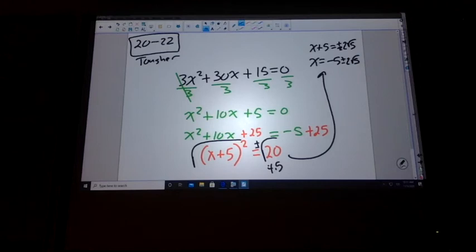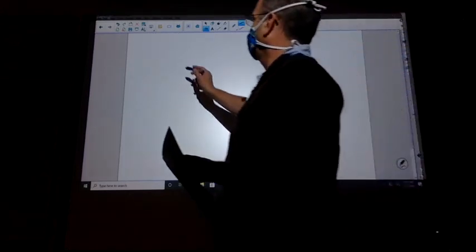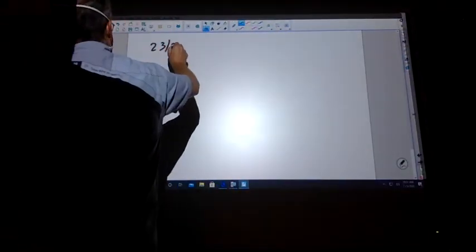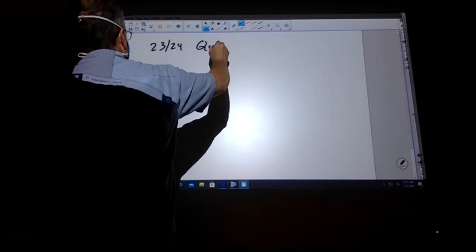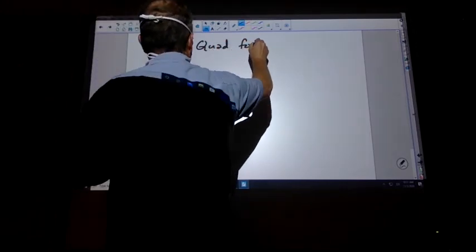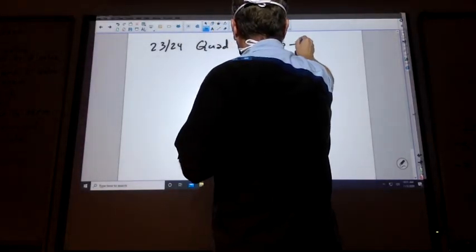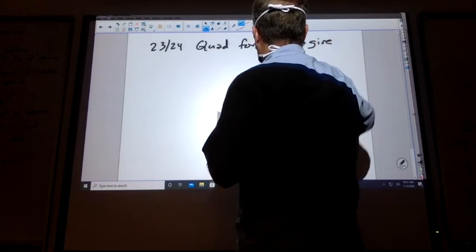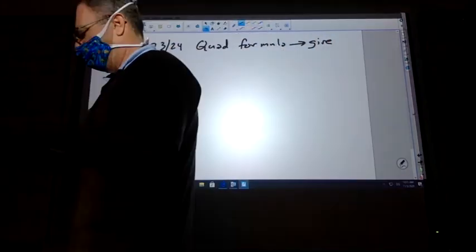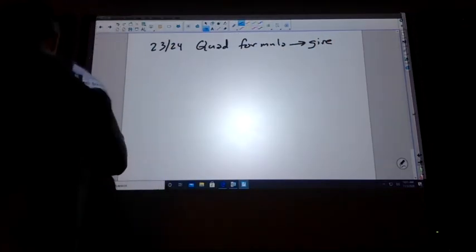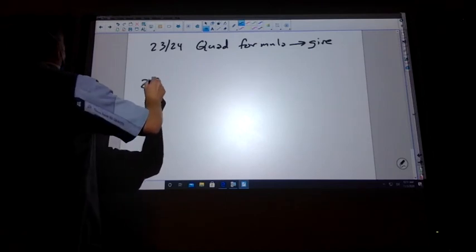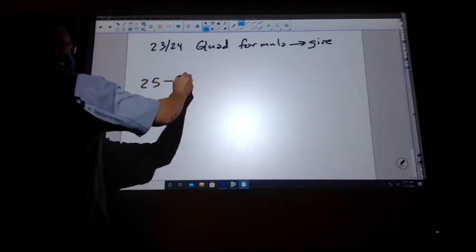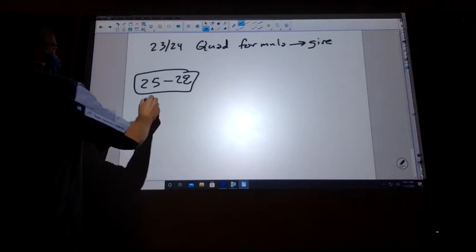Okay, so that's 23 and 24, are the quadratic formula. And I will give you that formula. And then 25 through 28 are just solving.